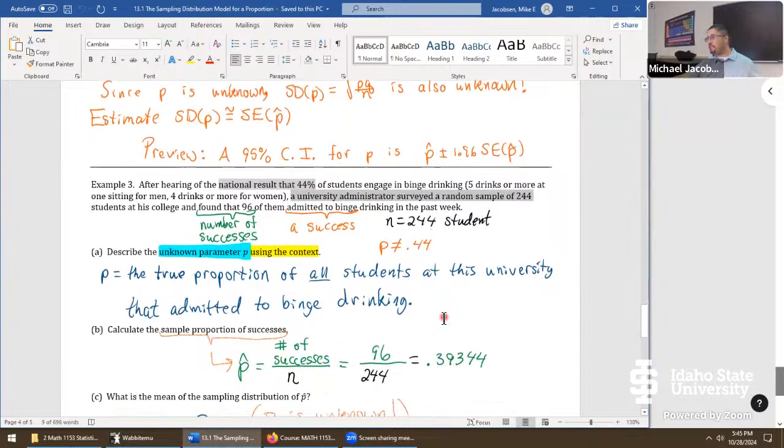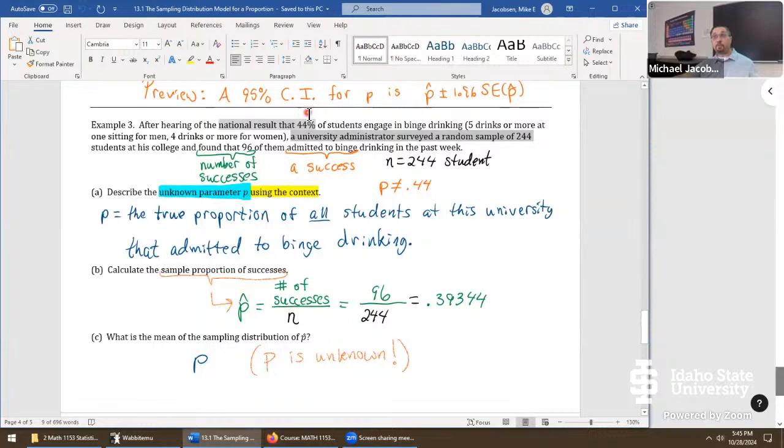So to determine if we really have an interesting result, different than 44%, here's the proportion of successes in the sample. The denominator is the sample size, 244, coming from right here. The numerator is the number of successes, and in this problem, a success means admitting to binge drinking in the past week. Always, we should put a disclaimer on these notes. I won't give a disclaimer every time, but a success is a bad outcome. The success just means that's the thrust of the study, the thing we want to learn more about. So we had 96 successes, divide by 244, and that's the sample's proportion of successes, 0.39344.